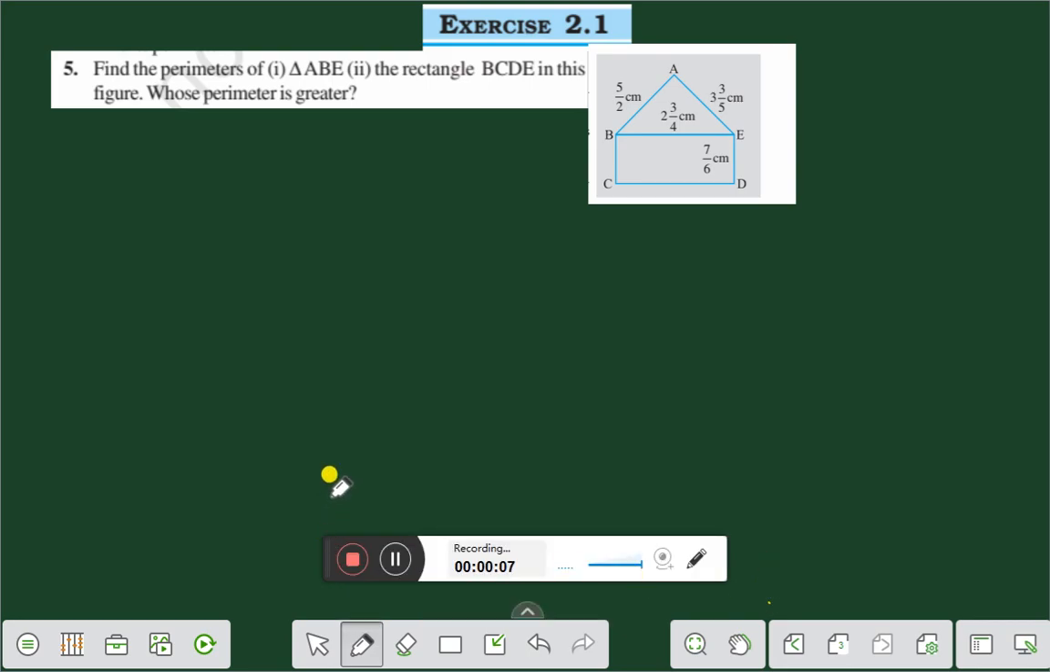Hello everyone. Today we shall discuss exercise 2.1 question number 5. Find the perimeters of triangle ABE and the rectangle BCDE in this figure. Whose perimeter is greater? Let us find the perimeter. Perimeter of triangle ABE. We will find the perimeter.